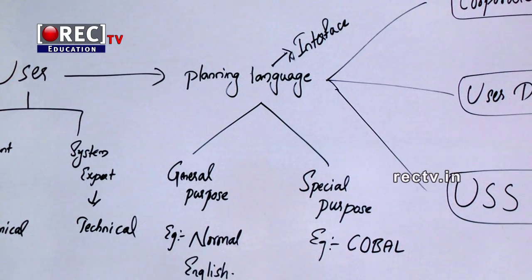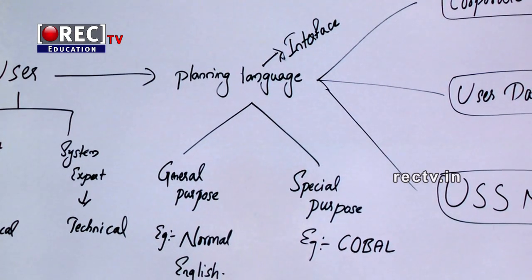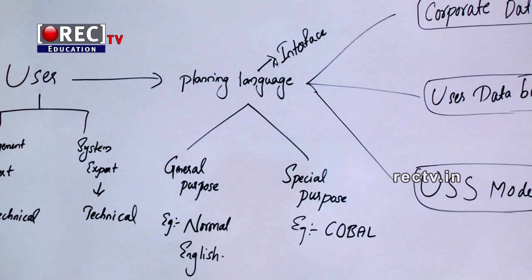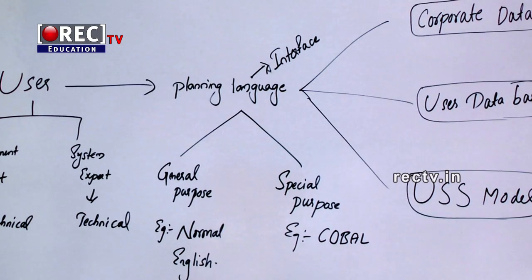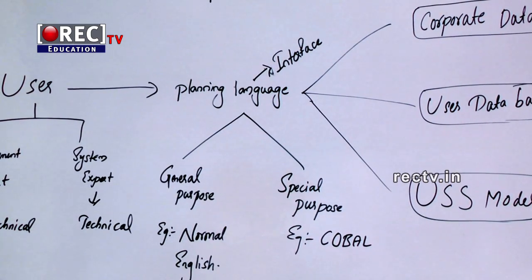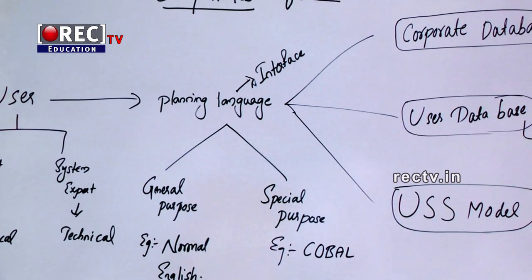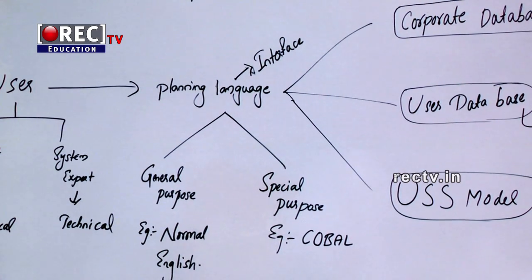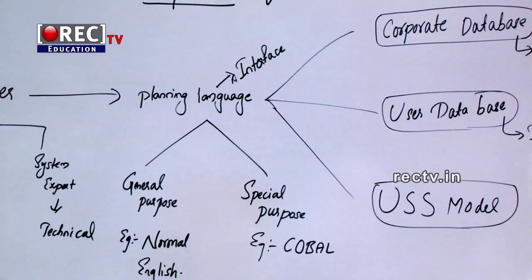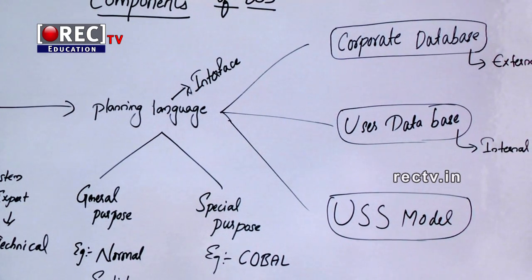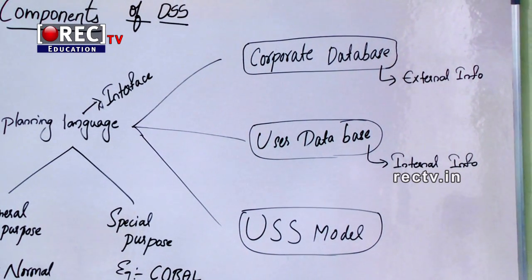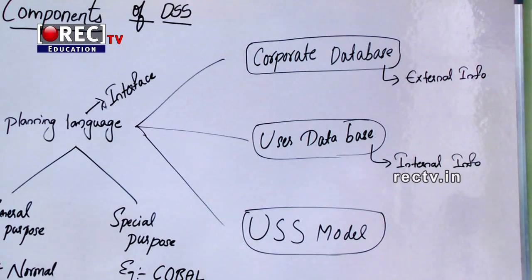The user gives input to the system in the form of normal English or by using a special language. An example here is COBOL. If he is a non-technical person, he uses general English. If he is a system expert, that is, a technical person having knowledge of the system, he uses a special language. When the user asks a question to the system, first it records it in the DSS model, and whatever question is asked by the user, if it relates to external information, it searches in the corporate database. If the question asked by the user is related to internal information, the DSS model will look for the question in the user database.